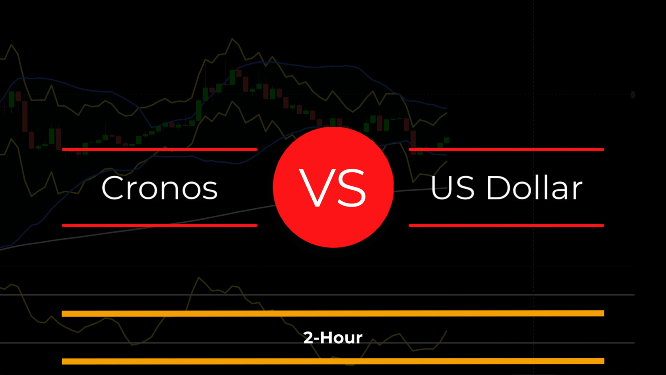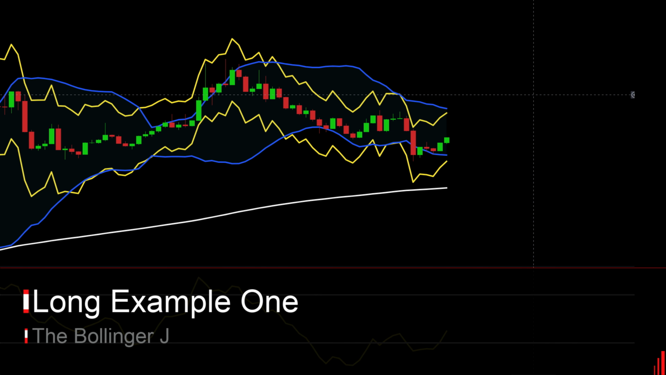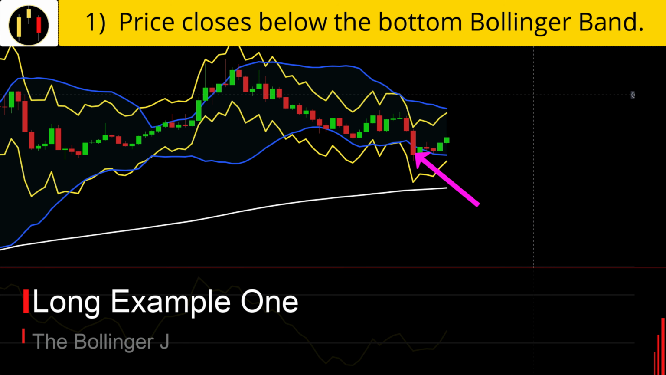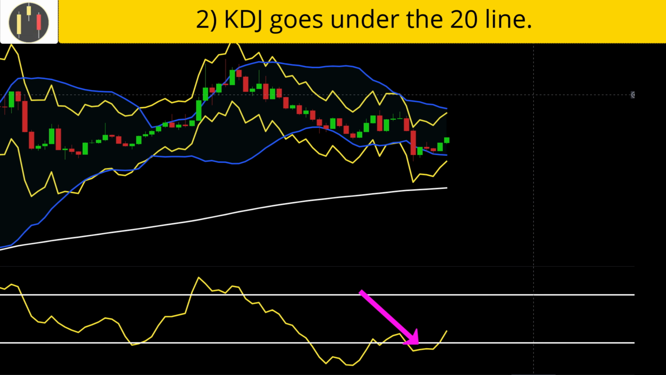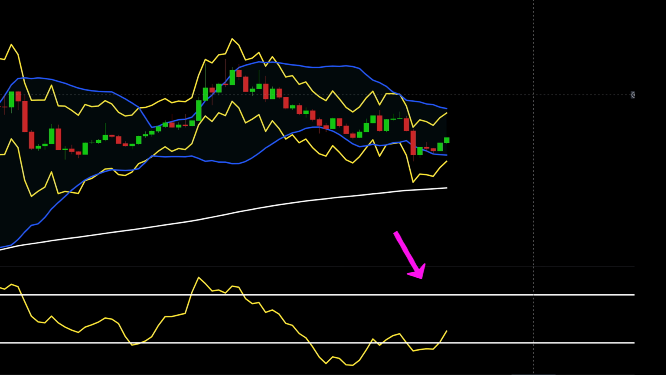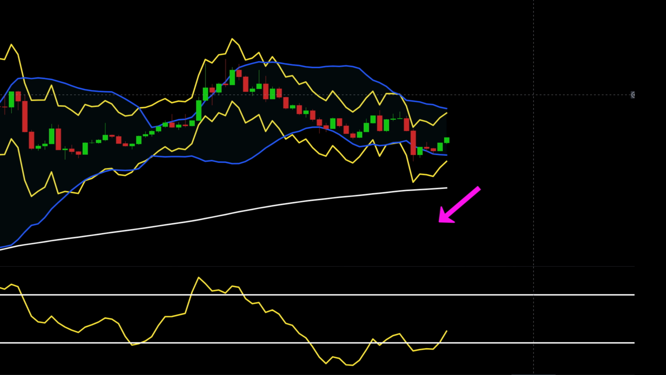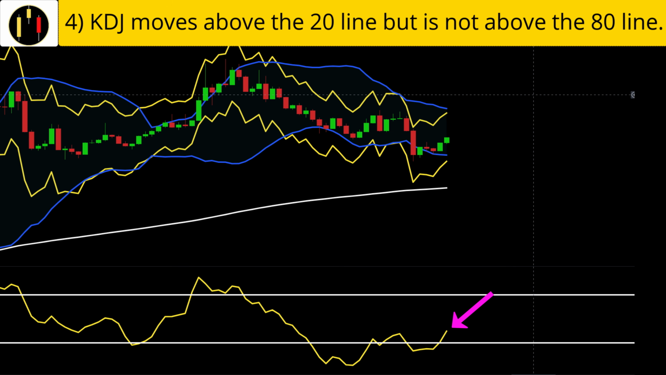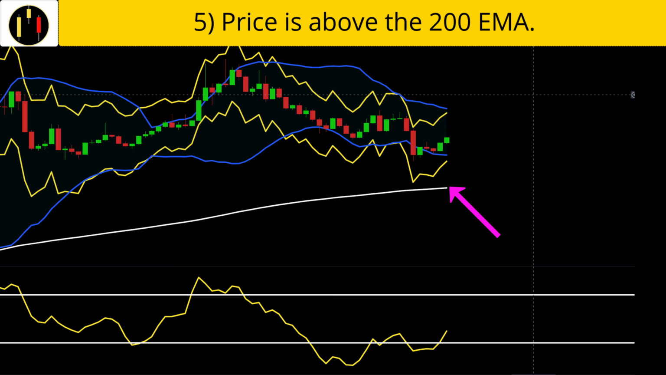This chart is Cronos versus the US dollar, 2-hour candles. The rules to enter a long on the Bollinger J are: first, price closes below the bottom Bollinger Band in blue. Second, the KDJ goes under the 20 line during the pullback. Third, price must close back above the bottom Bollinger Band. Fourth, the KDJ then moves back above the 20 line but does not cross the 80 line on top. Finally, price must be above the 200 EMA in white.